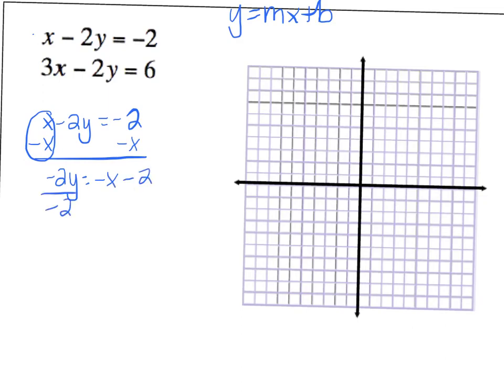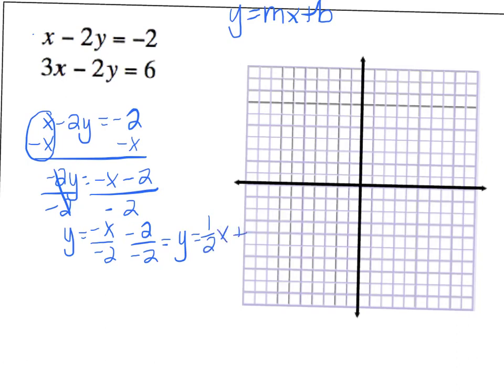Divide by negative 2, and y equals negative x over negative 2 minus 2 over negative 2. If I wanted to rewrite that, y equals positive, we'll call it 1/2 x plus 1. So I'm going to graph that at plus 1, and up 1 over 2, up 1 over 2. I probably don't need to keep saying that.